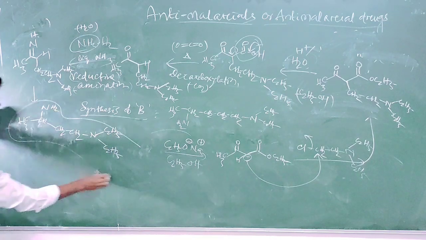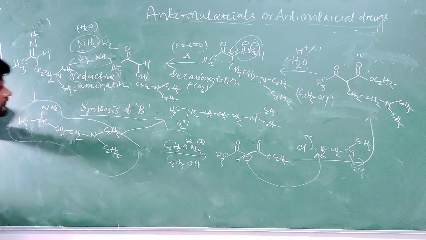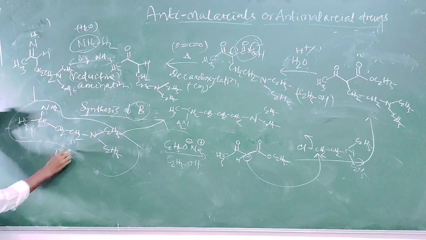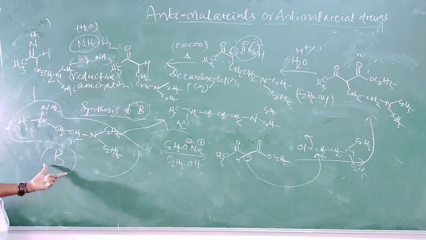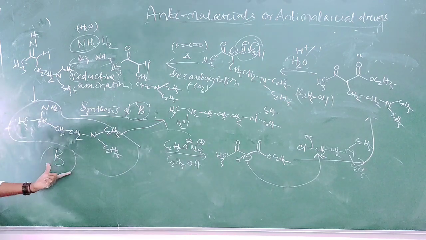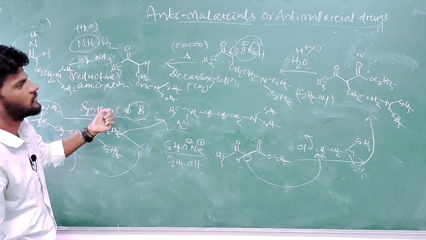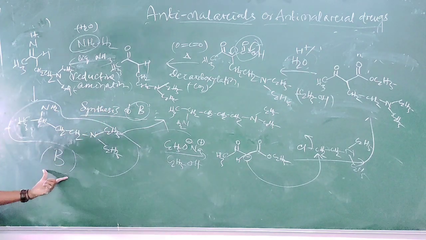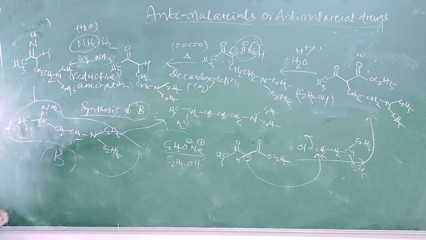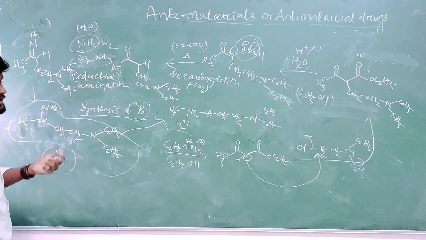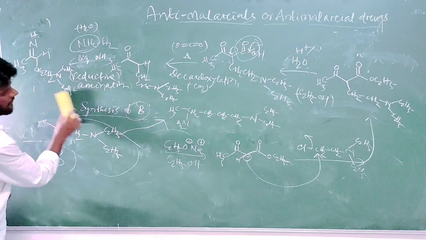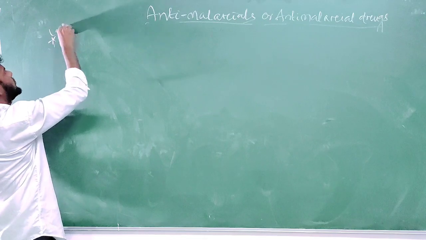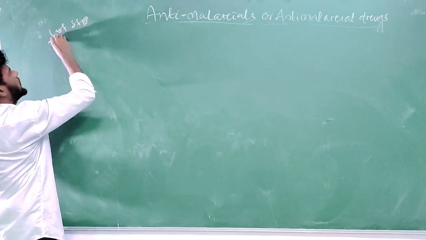Now compare this and this. These are the desired structure of B. This is similar to this. This is the B structure, so now we have synthesized subpart B. Before that we synthesized subpart A, that is 4,7-dichloroquinoline. Now here is subpart B. So what is the next step? Simple addition of A and B to form our desired chloroquine compound. At the last step, addition of A and B gives our desired compound.